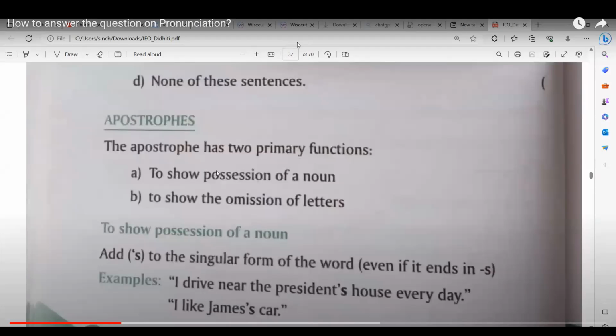Ma'am, we use apostrophes to show that something belongs to a noun or a pronoun, and to shorten words, like there is becomes there's, and it is becomes it's. Very good. Can you give me an example, beta? Tuhin, can you give me an example?